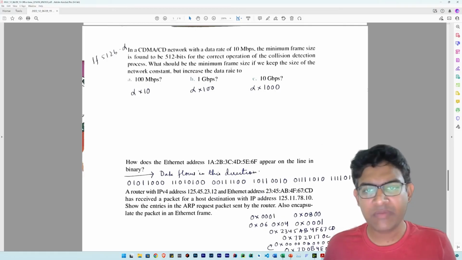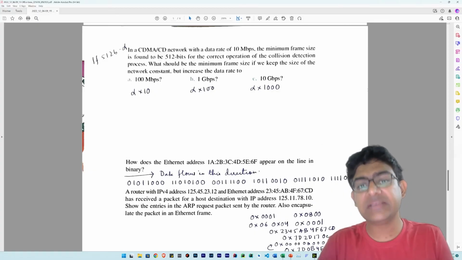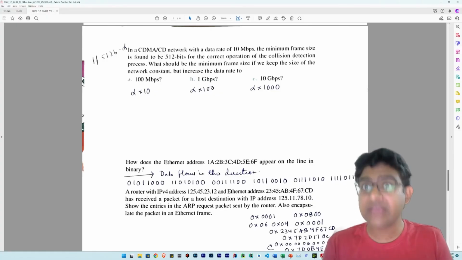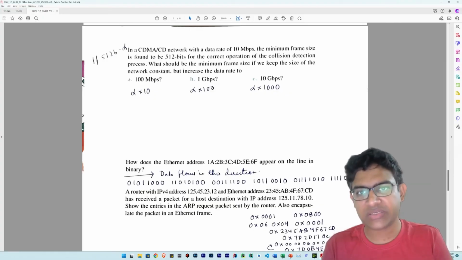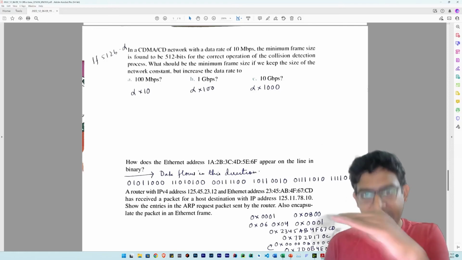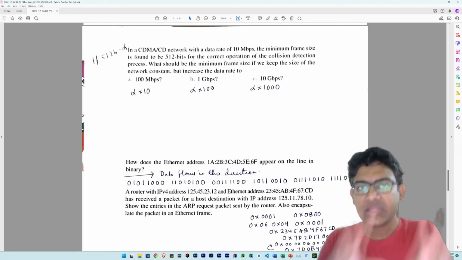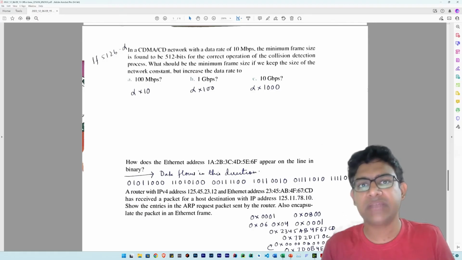So what should be the minimum frame size? If we keep the size of the network constant, then the length is kept constant, the propagation delay is constant, but increase the data rate. Now the bandwidth has increased. So now the same 512-bit frame, if you increase the bandwidth, the transmission time will decrease, right? Because what is transmission time? It is size of the frame divided by bandwidth. If you increase the bandwidth, the denominator increases, the frame time will go down. But we need a minimum frame time. The minimum frame time should be 2 times the propagation delay.